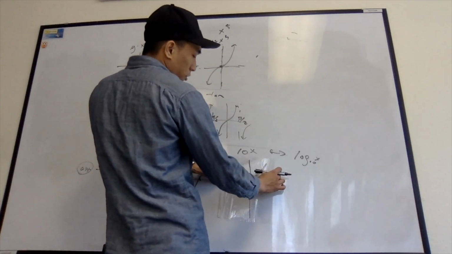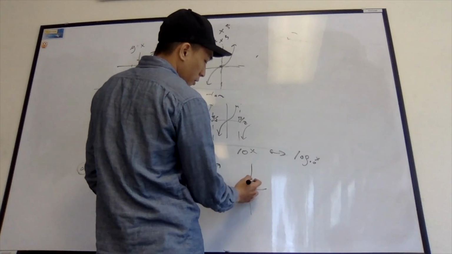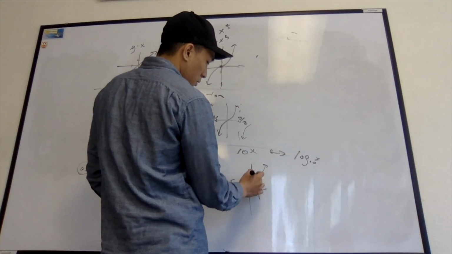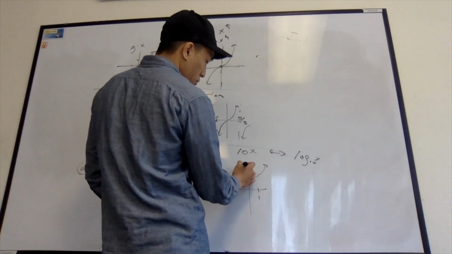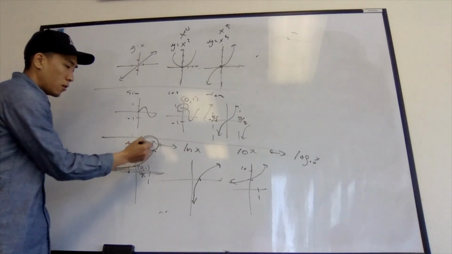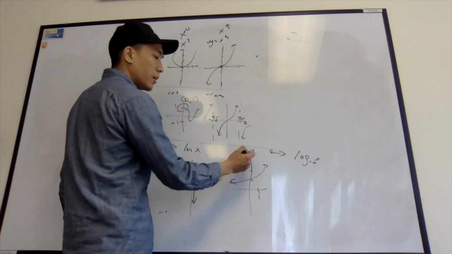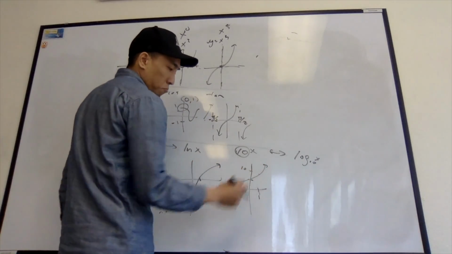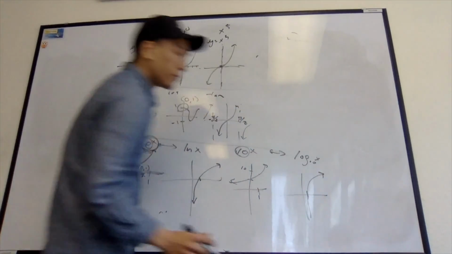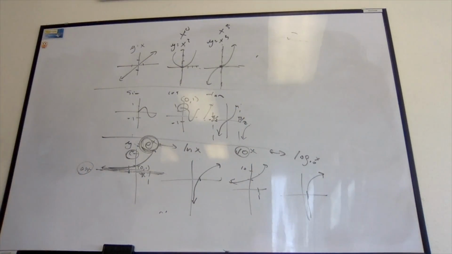And this one, if I were just to change our different base, this one was at 1, e. This one's at 1 and 10. Same thing. Cool? So now you know your graphs for your logarithms.